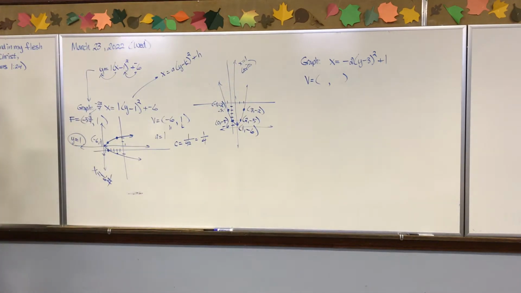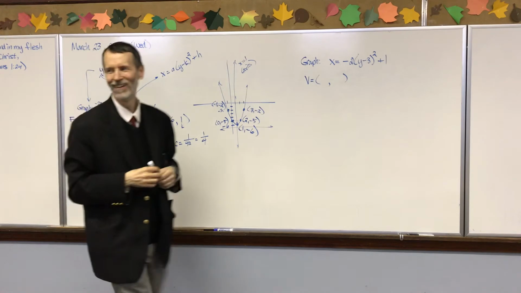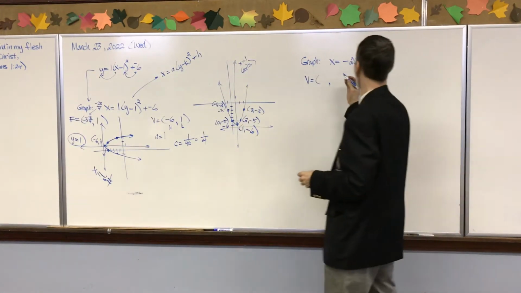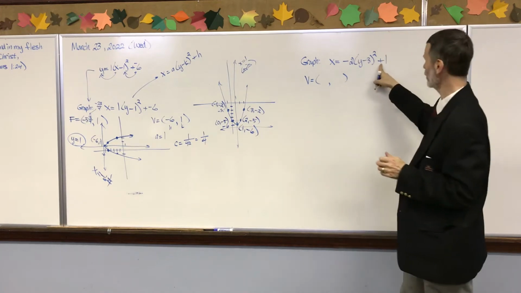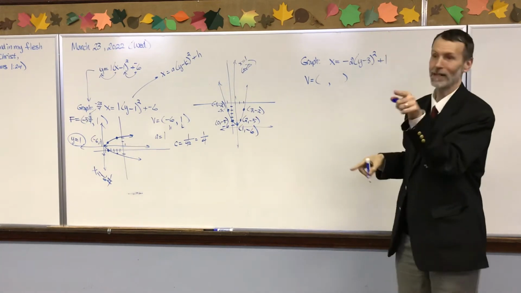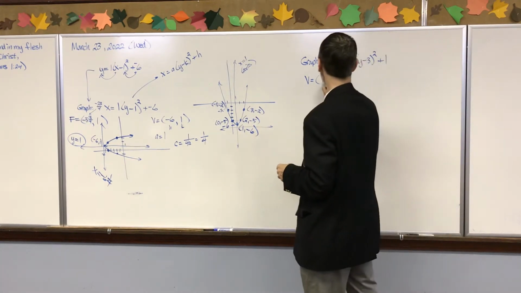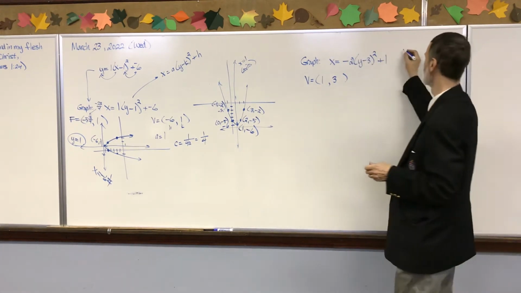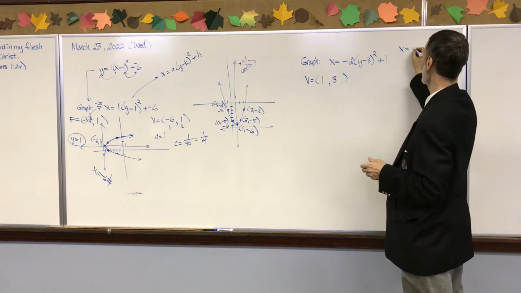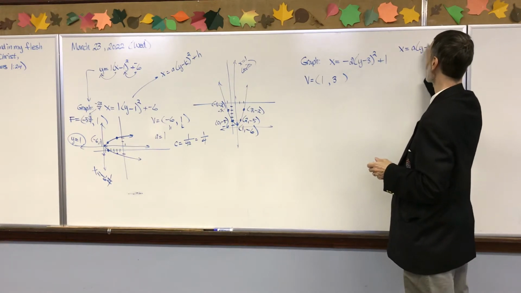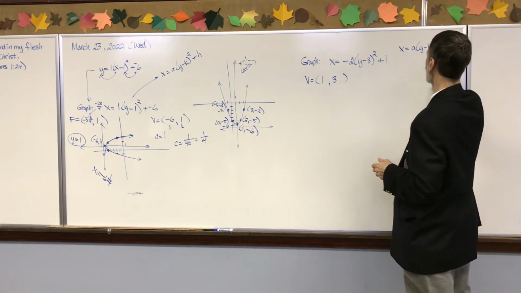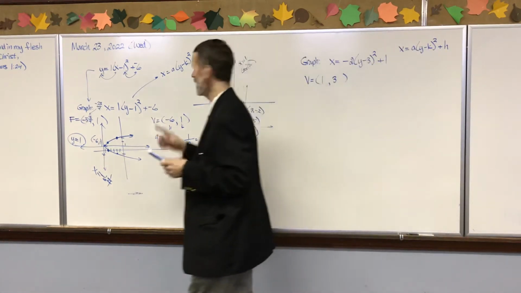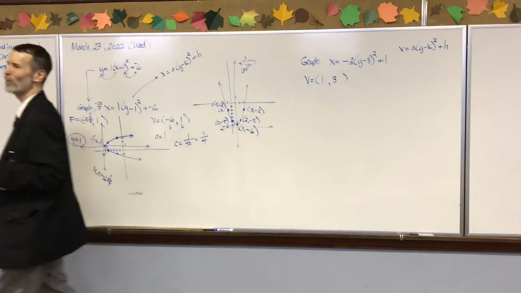Just be careful. Go. Very good. Close. It's still plus on the outside, but go ahead. 1 comma 3. Right. Because the formula is x equals a times the quantity y minus k, squared, plus h. You might want to commit that to memory.